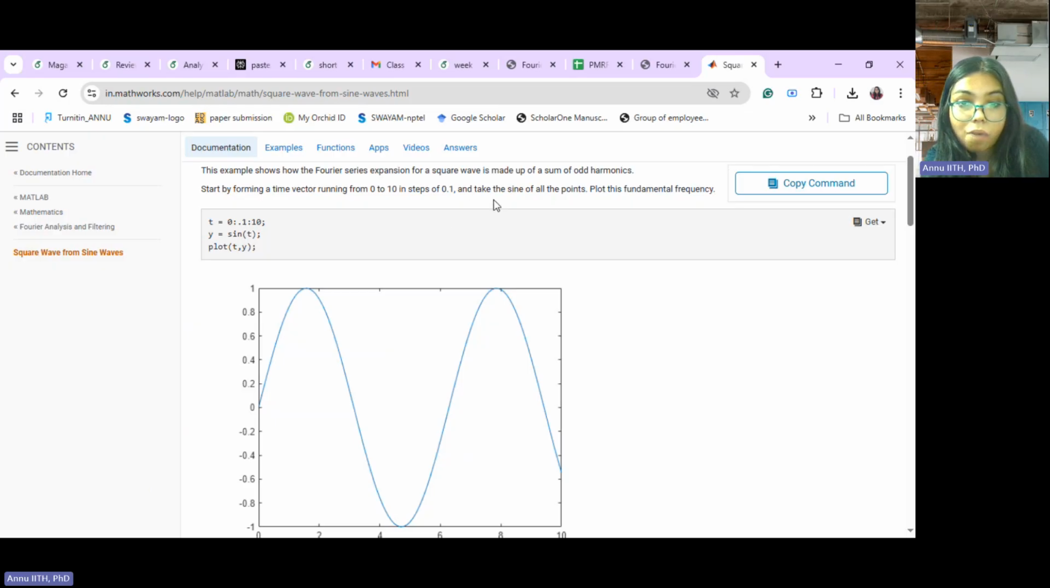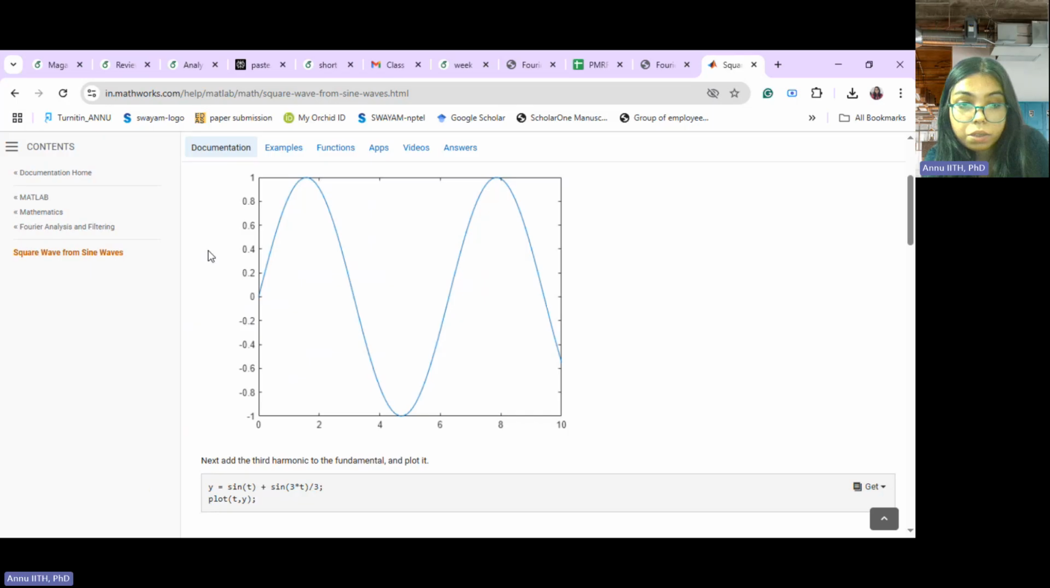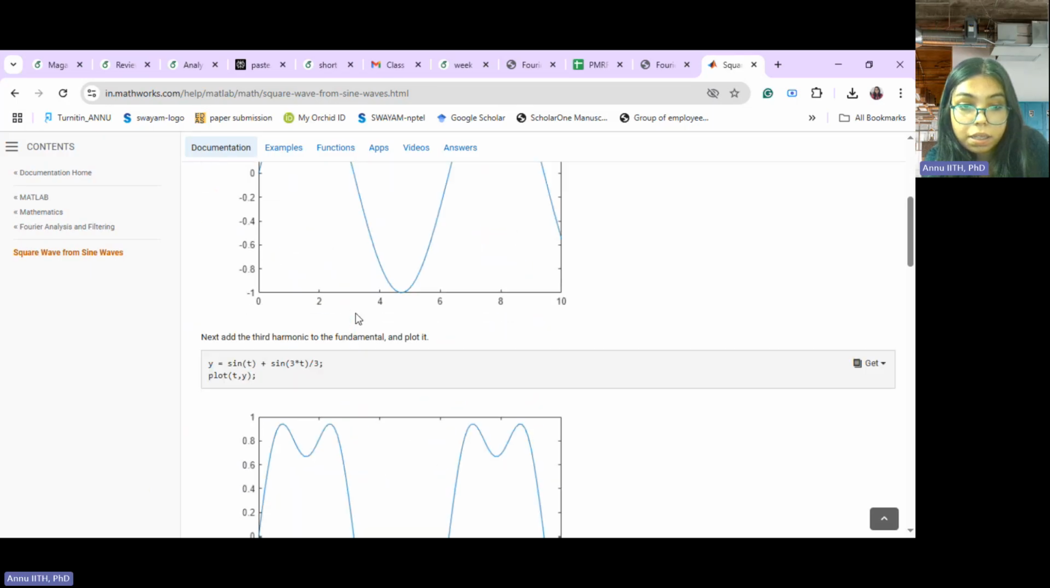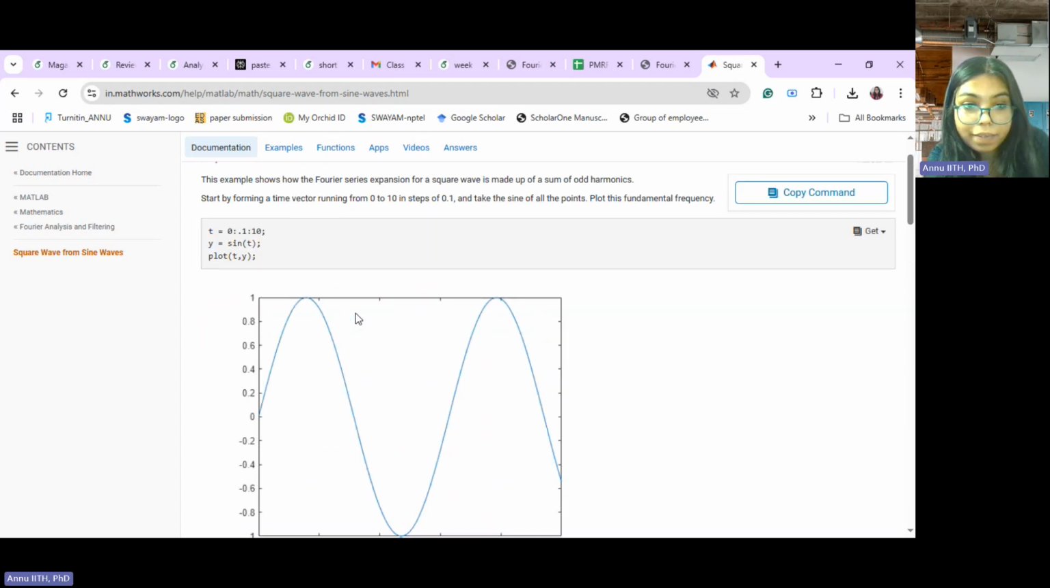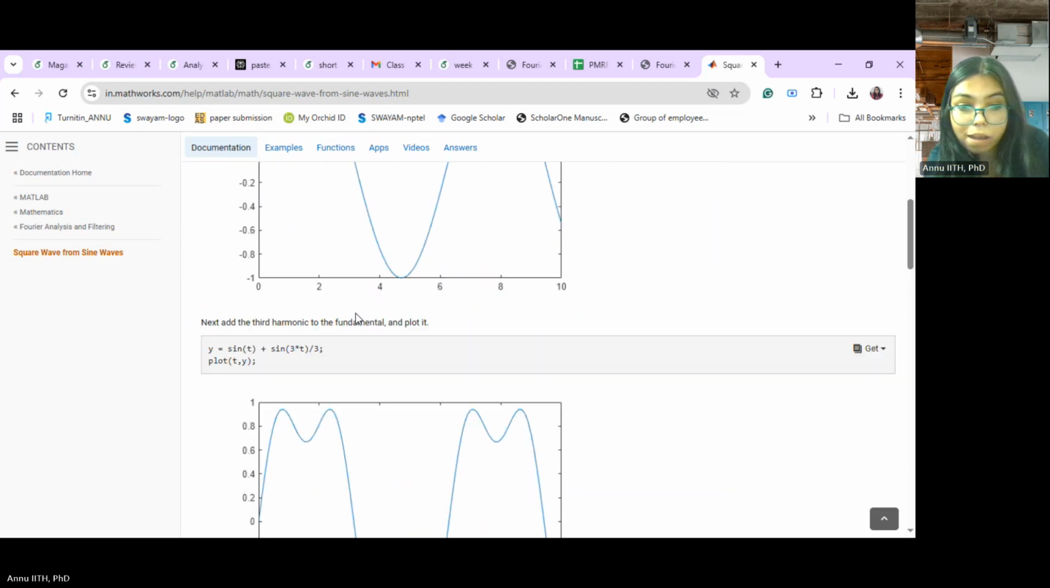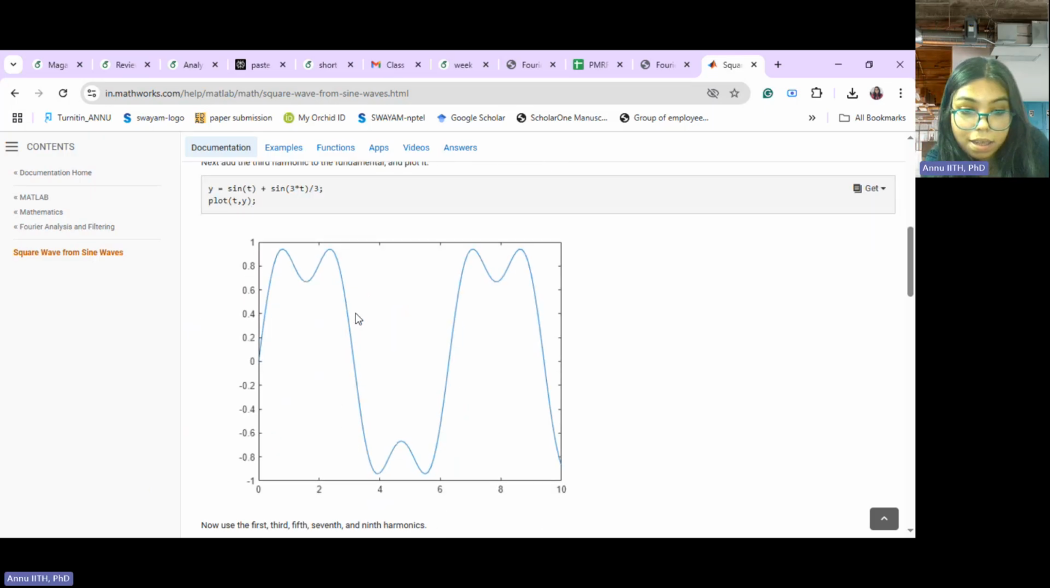So we start by forming a time vector from 0 to 10 in steps of 0.1 and take the sign of all the inputs, and plot this fundamental frequency. We have plotted it like this. Next, add the third harmonic to the fundamental frequency: sin t plus sin 3t by 3. Why are we dividing by 3? Because we are adding the third harmonic here. Then the plot is this.